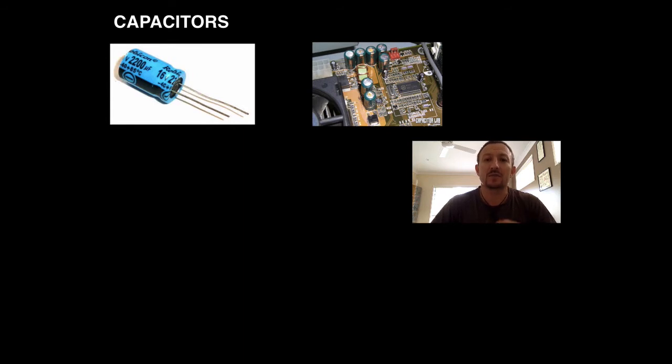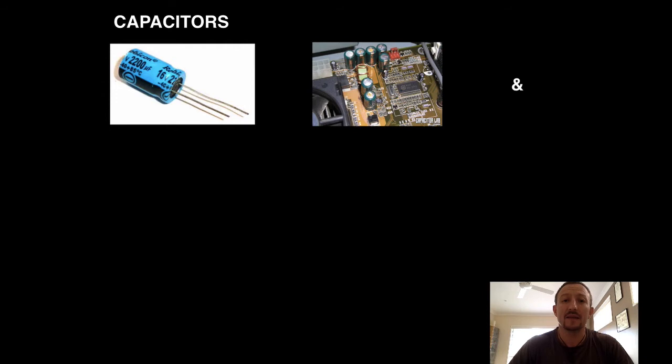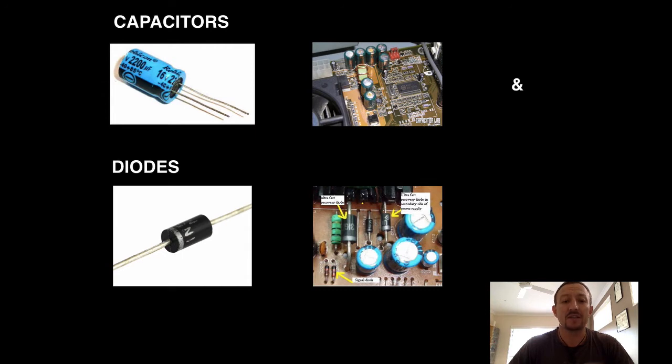Now, the two components that we're going to be looking at are capacitors. As you can see here, we've got a capacitor working in a circuit, and we've got diodes, and you can see the diodes here. The left-hand diagram is a diode, and you can see again how it's been incorporated into an electronic circuit.